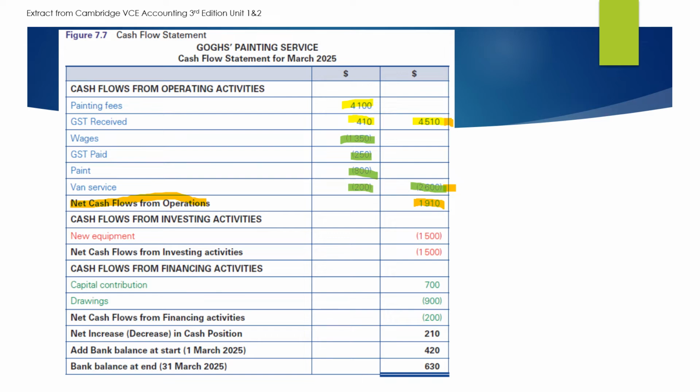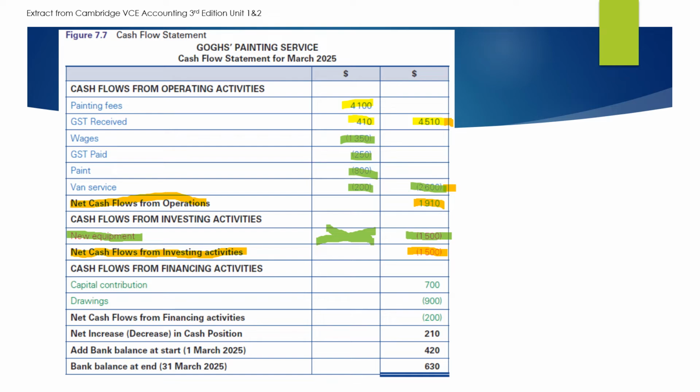Now moving on to investing activities, here we have a cash outflow because of a purchase of new equipment. And the cash outflow is $1,500. Because there is only one item here, we do not need to write anything in this left column. And we write the amount straight away in the right column here. Now we add up the amounts, and in this case, because there was only one item, we can work out that the net cash flows from investing activities was a total of $1,500 cash outflow.